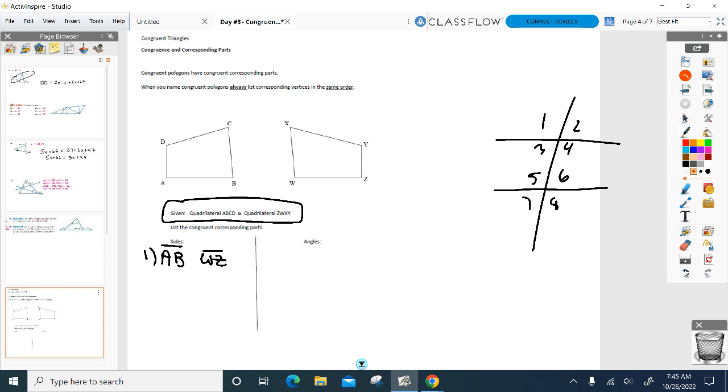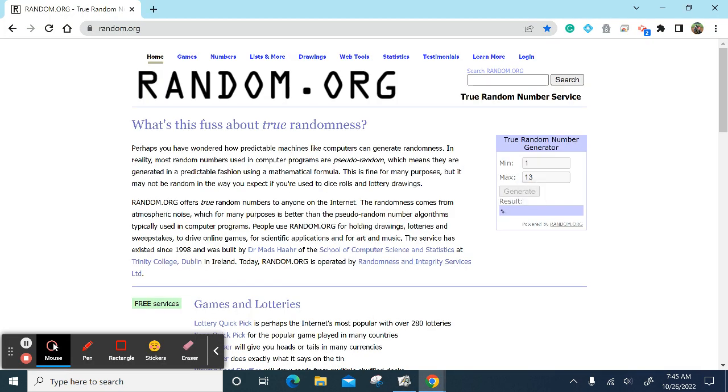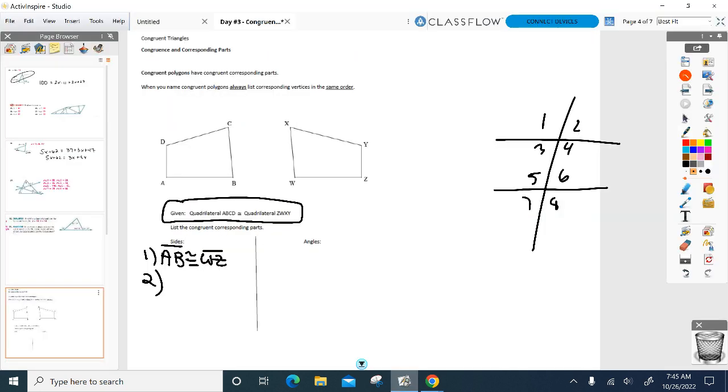Because I told you the figures were congruent, so are these corresponding parts. If the figures are congruent, so are the corresponding parts. I'm not done. Give me another pair of sides that match up, that correspond with each other. CB and XW. Yep. Side CB and XW, meaning they are also congruent because the figures are congruent.